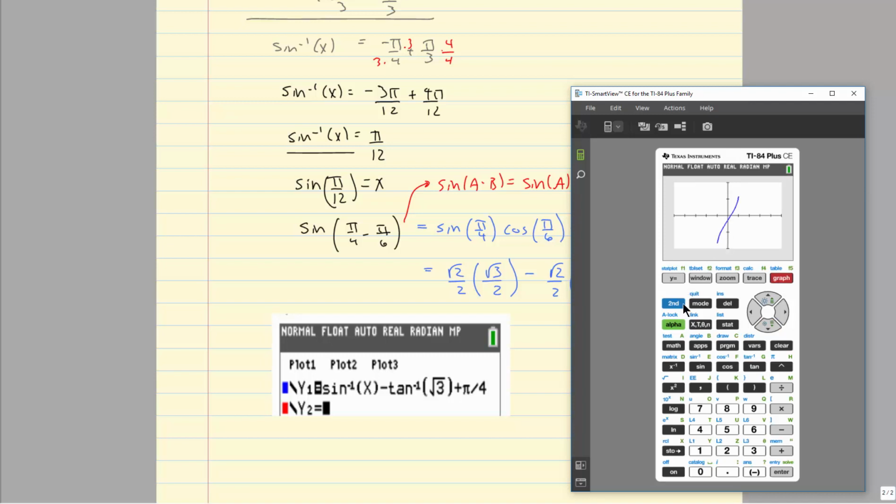If I want to figure out what this value is, we go to second calc. I go to the second option here, the 0. The 0 means where it's crossing. I'm to the left of the point, so I can just hit enter. Now I move to the right of the point. It can be anywhere to the right of the point. And I get this value of 0.258819.